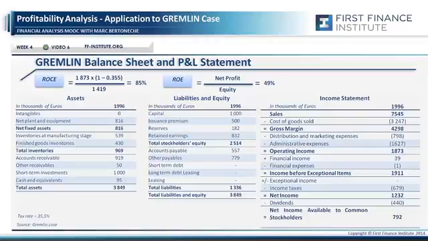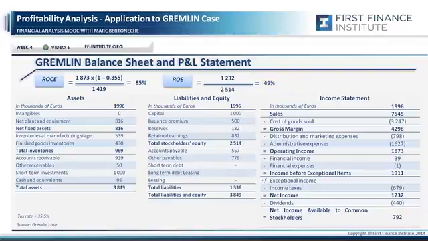Let's compute now the return on equity. Net profit over equity. Very simple. Net profit in the P&L, 1,232, divided by equity, 2,514. And we find 49%.